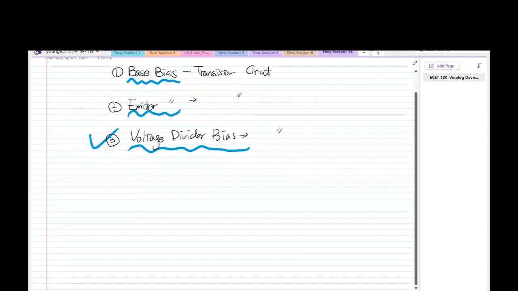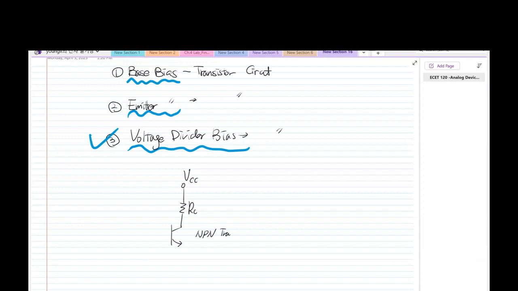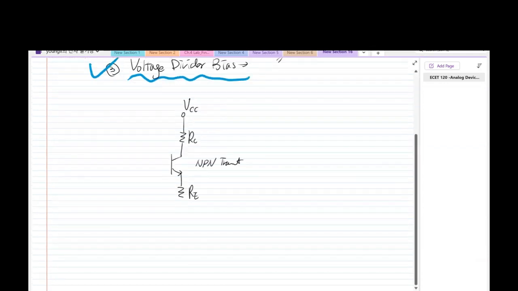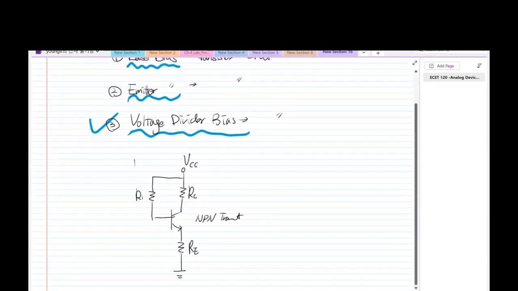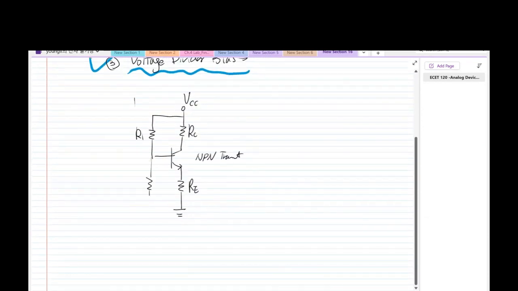Okay, so we learned the voltage divider rule before. This is V sub CC. That was the R sub C here. That is the NPN transistor. That was the R sub E. Okay, and that was the ground. And the voltage divider base bias is the most widely used bias in circuits, but the base current contains the voltage divider. The voltage divider means, this is maybe R sub 1, and that was R sub 2.